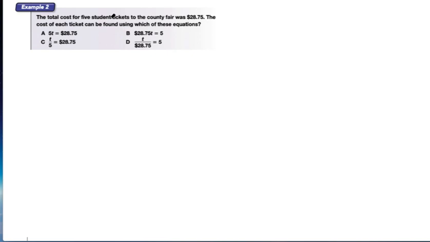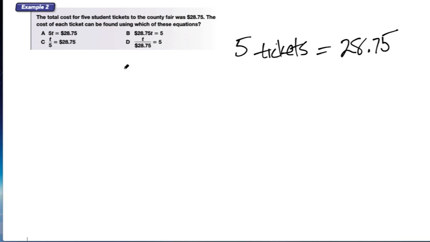The total cost for 5 student tickets to the country fair was $28.75. The cost of each ticket can be found in which of these ways? So 5 student tickets cost this amount. I don't know how much the tickets cost each, but altogether they cost $28.75. Which one of these equations looks most like that? So 5 times the cost of the tickets is equal to $28.75. That looks so much like what we have here.